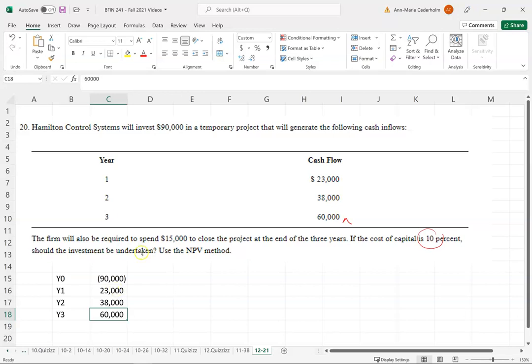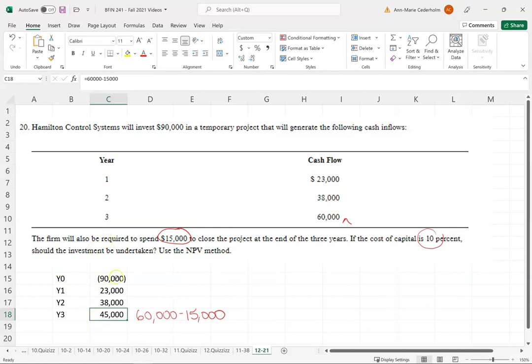But then the firm will also have to spend $15,000 to close out the project. So what you'll need to do here is take the $60,000 and then just minus the $15,000 because we want the net cash flow. So what's coming in and what's coming out. Doesn't look right. What's coming in and 15,000 is going out. Okay. I was talking and typing at the same time.